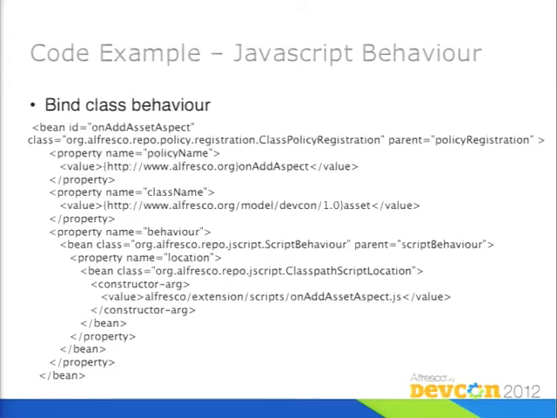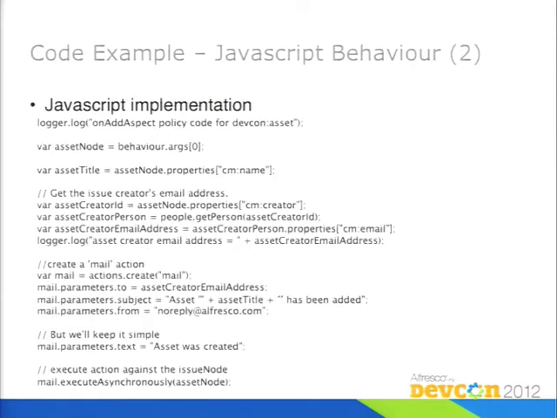So we have our add aspect JavaScript, and that can essentially be anything. Here we have a simple implementation of it. This is basically just sending an email to say this asset has been created. The key thing at the top is you have this behaviour model passed in to the JavaScript.